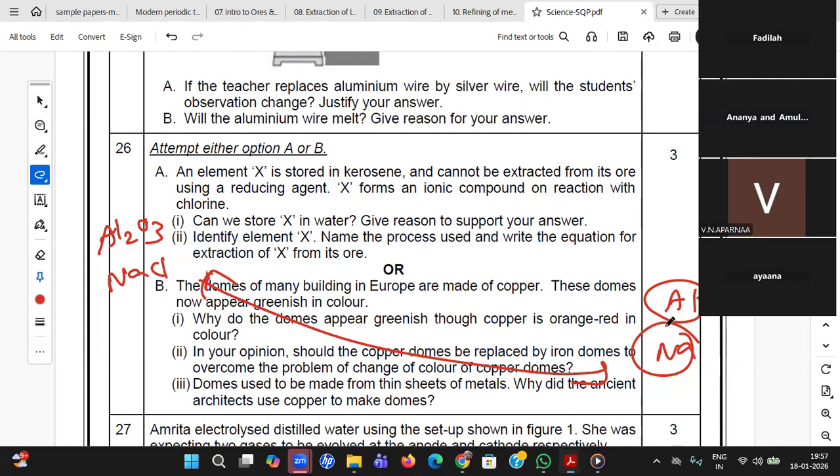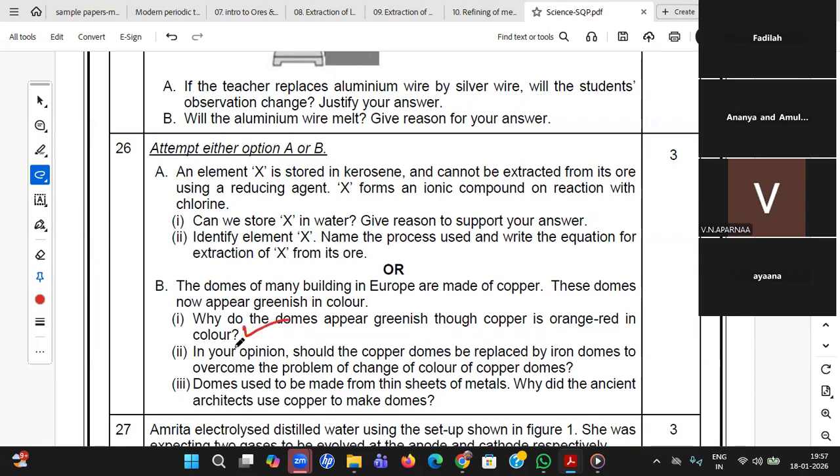Is this from this question? Okay, let me see the question. The domes of many buildings in Europe are made of copper. These domes now appear greenish in color. Why do the domes appear greenish when copper is orange-red? The answer is corrosion, and the reason is copper carbonate and copper hydroxide.